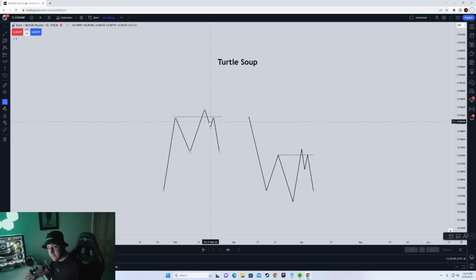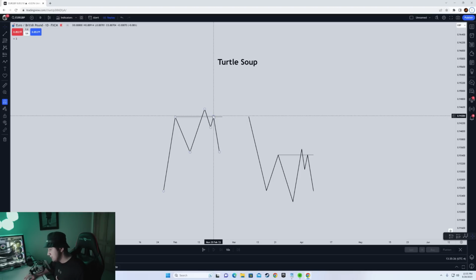Once the candle closes, this is where you have to wait for price to come back and retest this level. Once price retests this level, your bias instantly switches to being bearish. This is very easy and it works most of the time.